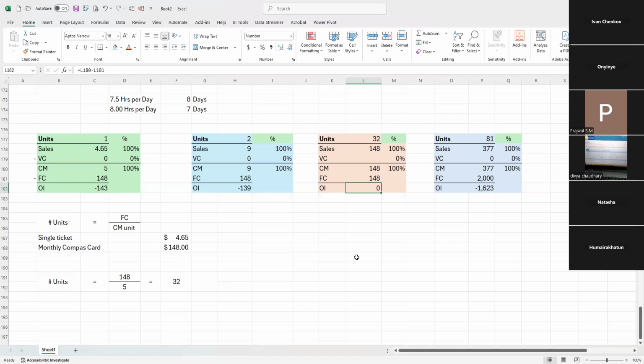Do you understand this? Can you see it? So let's say you're riding the SkyTrain only 2 times per month and you're paying 148. How much did you lose? Only 2 times payment, 4.67 each, so you're losing 138.70. Yeah.